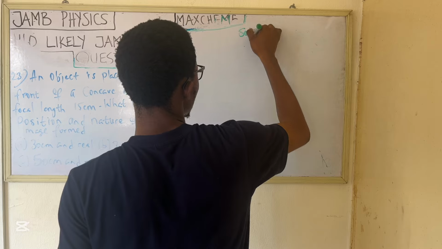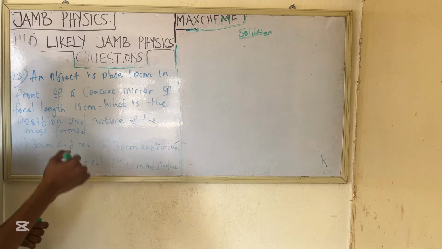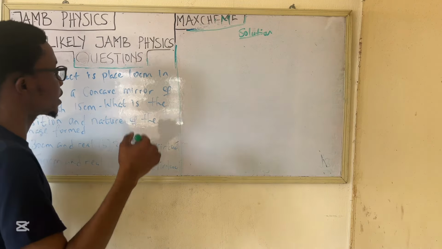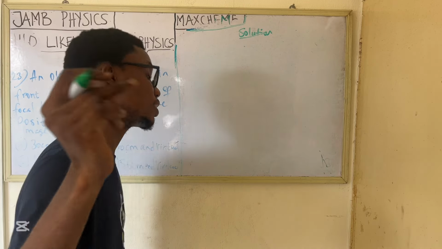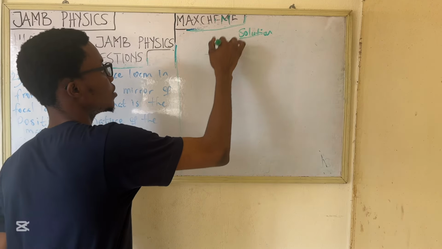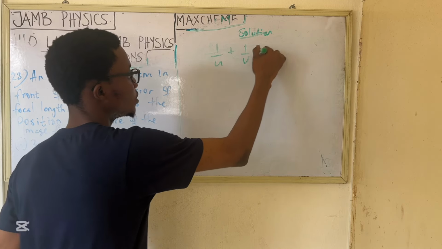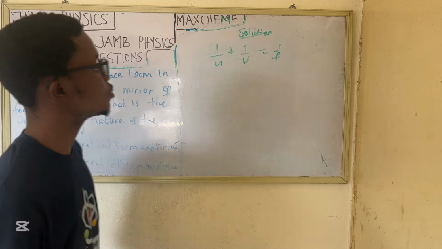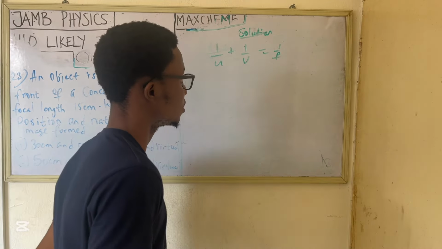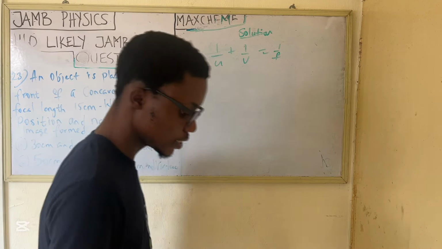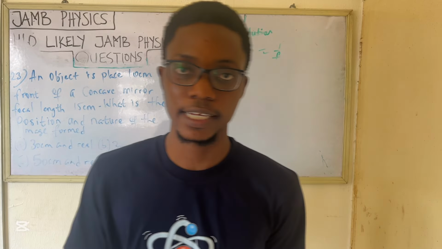Now look at this. An object is placed 10 centimeter in front of a concave mirror. Now let's write our mirror formula, for those that remember. 1 over U plus 1 over V equals 1 over F. I told you anything related to U is trying to tell us that it is the object distance. That is U.